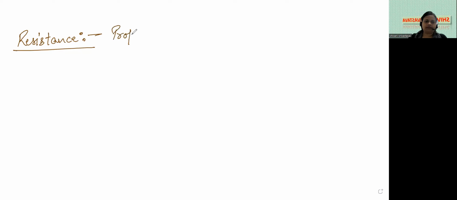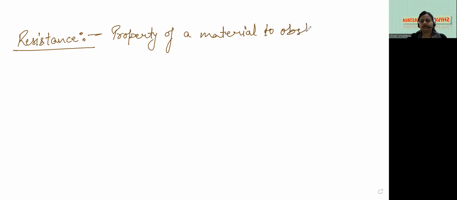Now we are moving on to a proper definition of resistance, which I wanted to tell you. So resistance is the opposition offered by any material. We can say it is the property of a material to obstruct the flow of current.